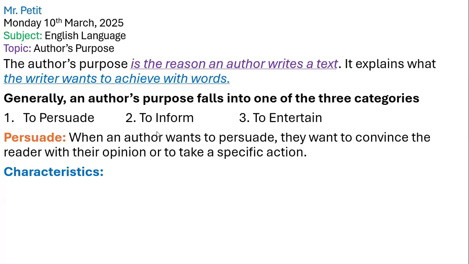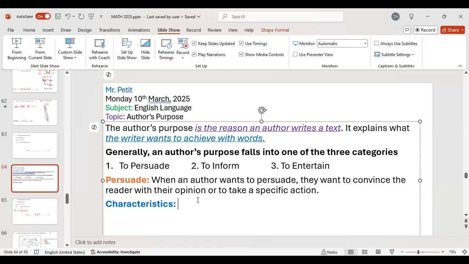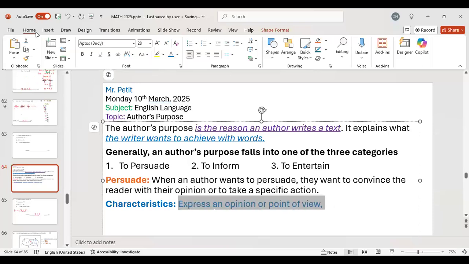So characteristics of persuasive writing: it's going to express an opinion or point of view. If you're trying to convince someone, right? Let's say you are the author, you're trying to convince someone. What would you use to try to convince them?